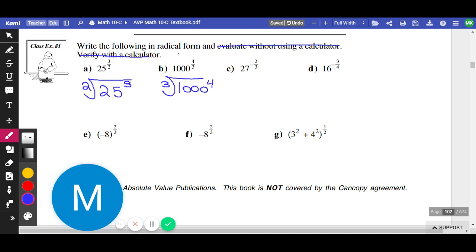We have a negative one this time, so I need to change this entire power and put it under a fraction. That makes my exponent positive. Okay, that's the first step. Make the exponent positive. Second step, now change the bottom to a radical symbol. So it becomes the cube root of 27 squared.